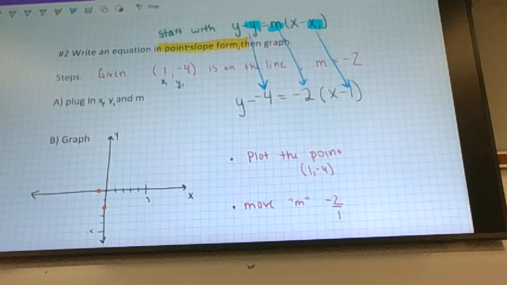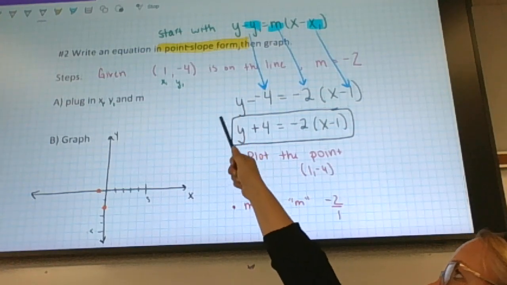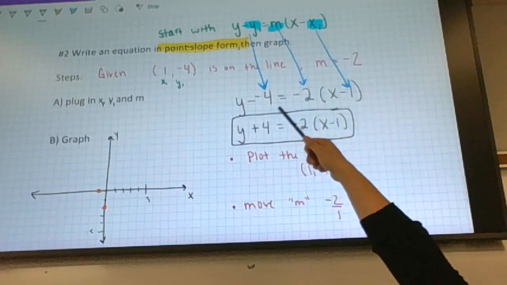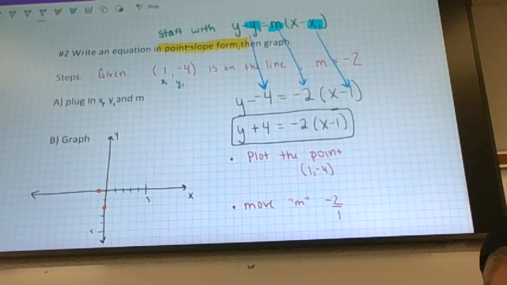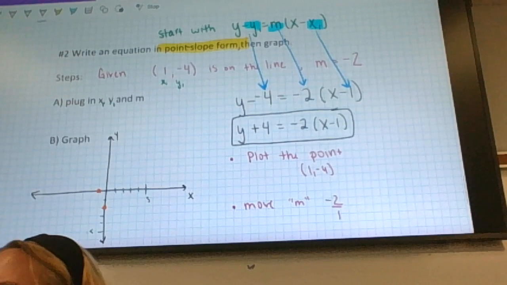Now every time you have to do minus a negative, for credit you have to rewrite that as addition. So it's really y plus 4 equals -2, x minus 1. That's the answer. That's the point slope form of a line that passes through 1, -4, and has a slope of -2. Now my question is, can you graph it? Plot a point and then move the slope.